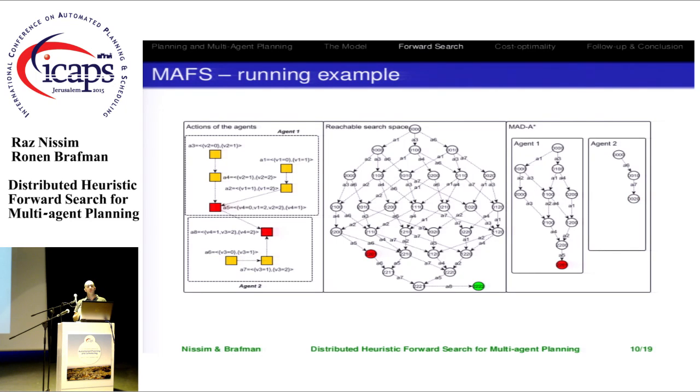Agent 1 continues expanding using its own private actions until it applies a public action, resulting in that red state, which is then communicated to agent 2, and agent 2 goes on to expand states using its own private actions, reaching the goal. Again, it's a simple example. We only show one-way communication, but the algorithm does two-way communication. States go back and forth, and that's okay. It's still complete.